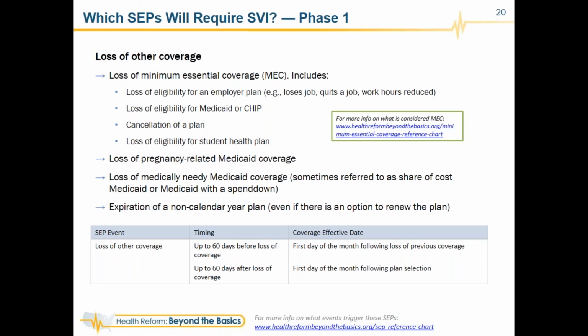So we have some examples here of folks who lose coverage, including folks that lose either employer-sponsored coverage or people who are no longer eligible for Medicaid or CHIP or lose access to student health plans, but this is not an exhaustive list. We have a link here to a resource that Hallie developed and provides really, really good information and a far more exhaustive list than what we have in this slide.